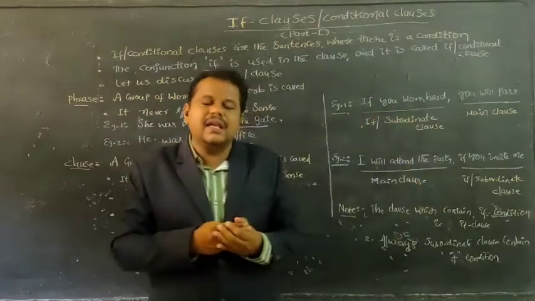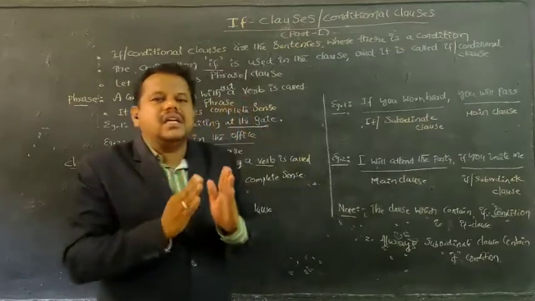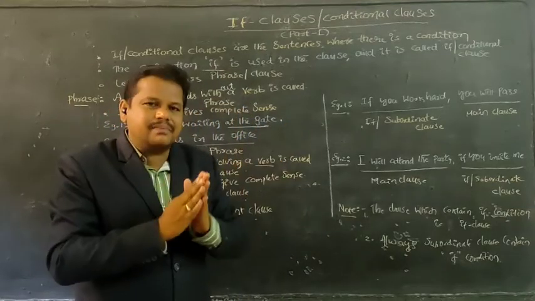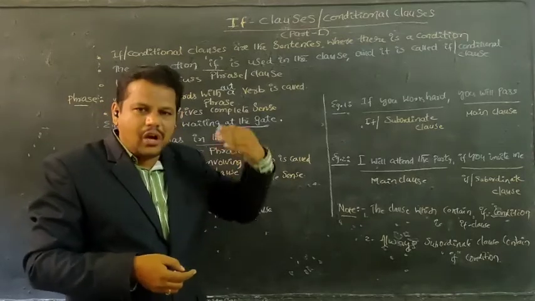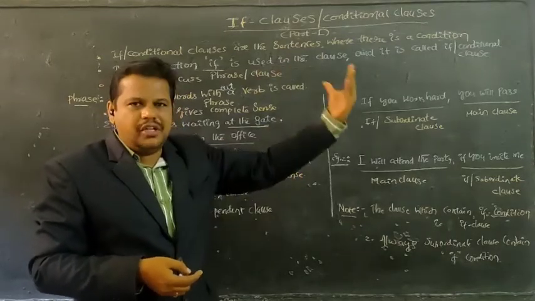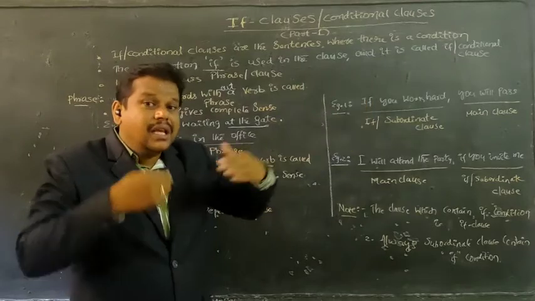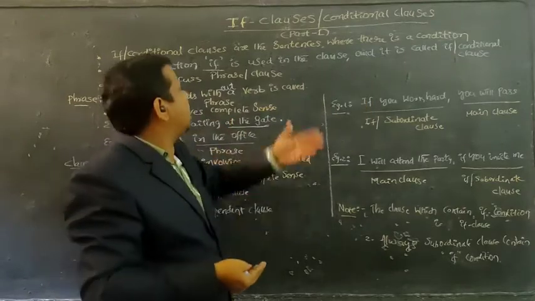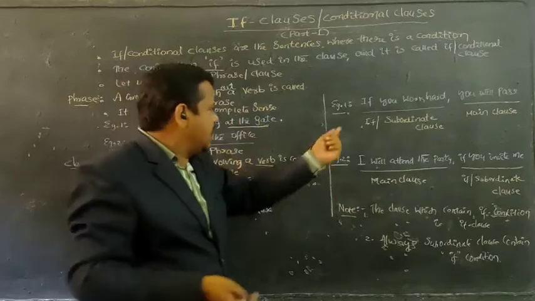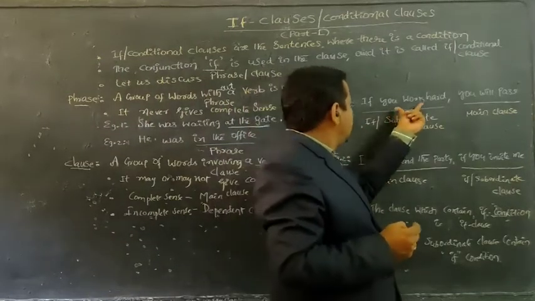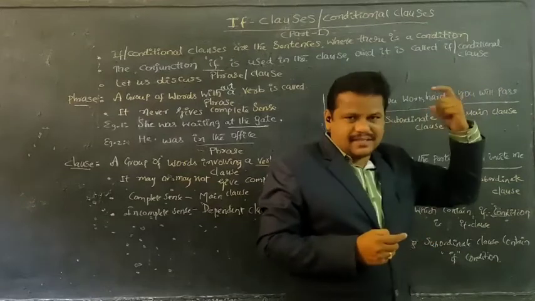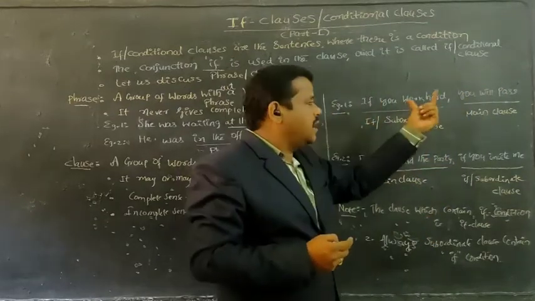Just now I said that mostly the if classes must be followed with the conjunction if. If you are going to do this thing, you are going to get success in such a way. In such a meaning, what you write is called an if class. Let us see these two examples. You will understand now. If you work hard, you will pass.